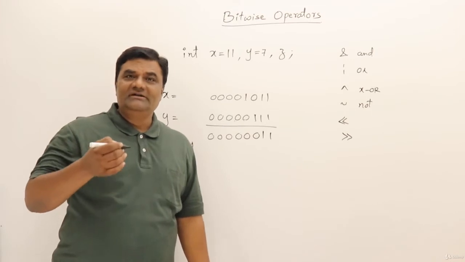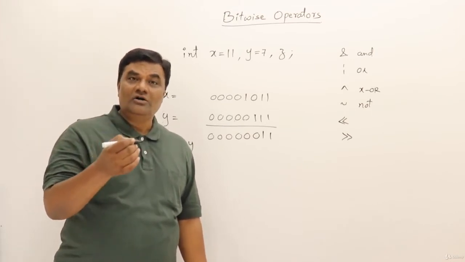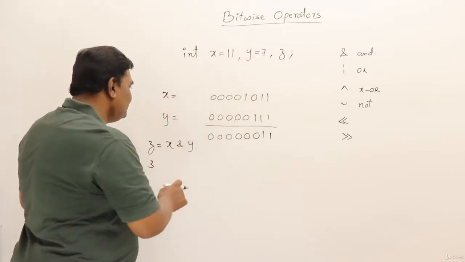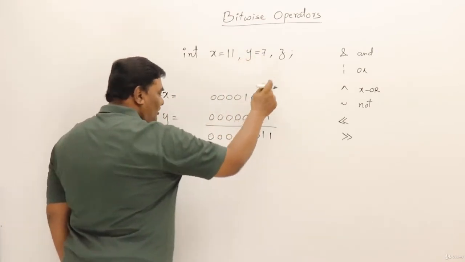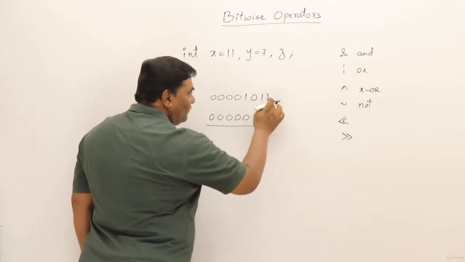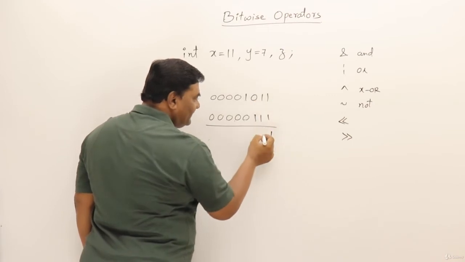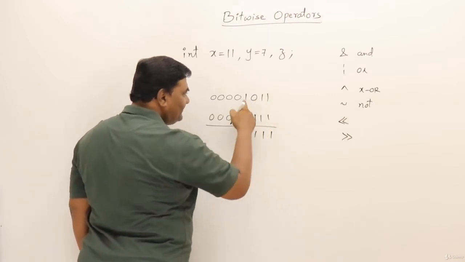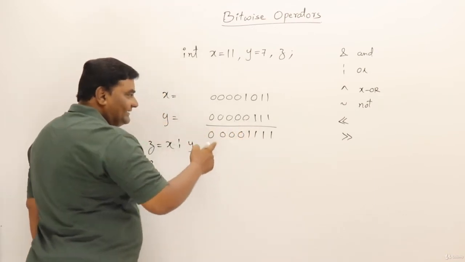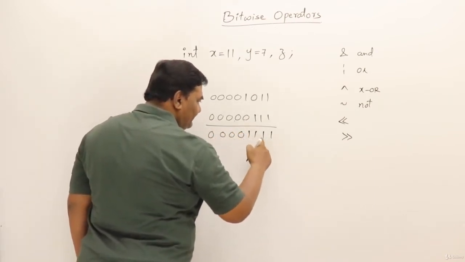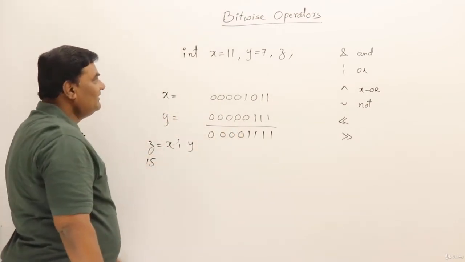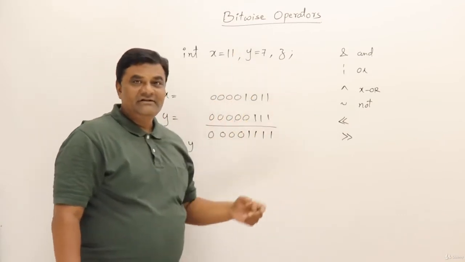Let us see what the result of the OR operation will be. I will take x as 11 only and y as 7. Then instead of AND, I will use the OR operation. The result will be 1 or 1 is 1, 1 or 1 is 1, 0 or 1 is also 1, 1 or 0 is also 1, and all these are zeros only. In binary form, it is 1111. So in decimal, it is 15. 11 or 7 is 15.